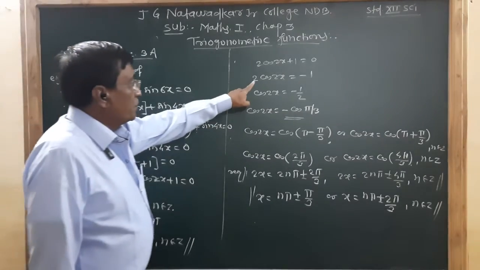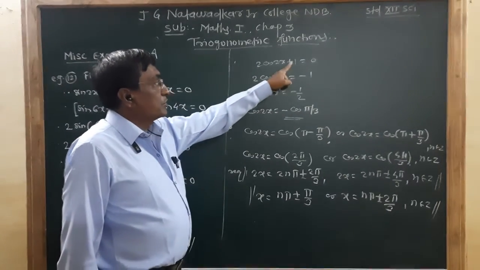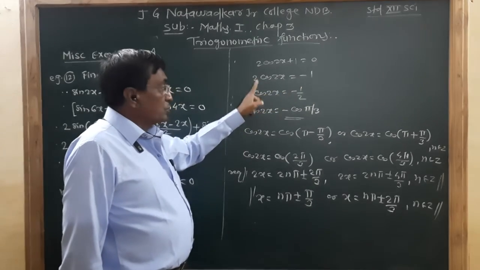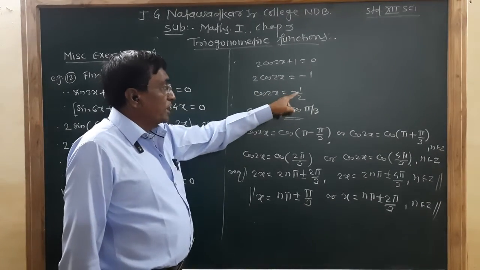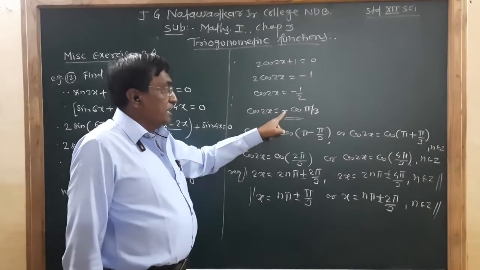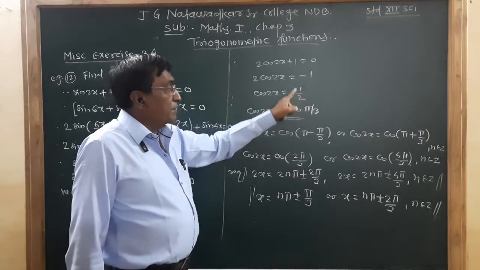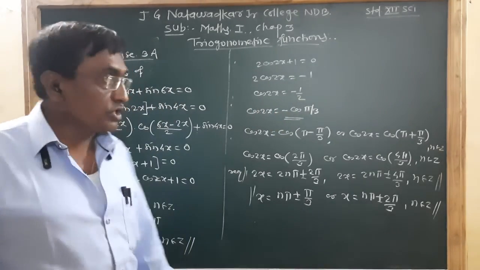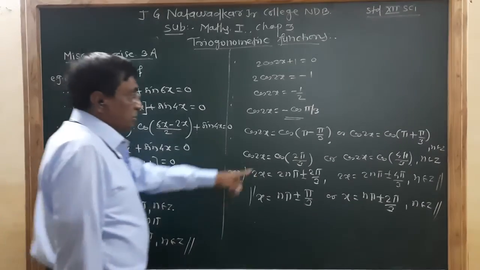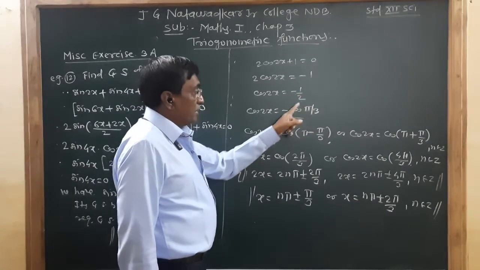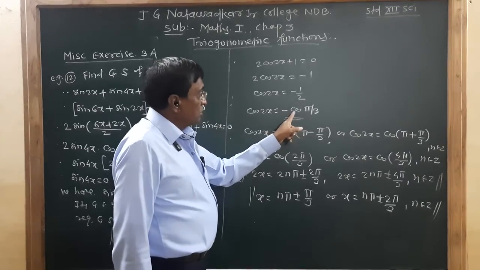Now again the second equation, that is 2 cos 2x + 1 = 0. Simplify: 2 cos 2x = −1, transferring the plus 1 as minus 1. Again transfer the 2, therefore we get cos 2x = −1/2. I will convert this half into trigonometric form. Half is the value of the cos ratio at which angle? It is 60 degrees, and 60 degrees is π/3. So instead of −1/2, I write here −cos π/3.